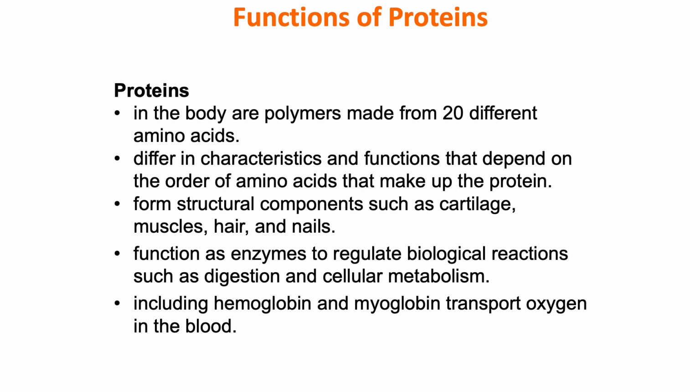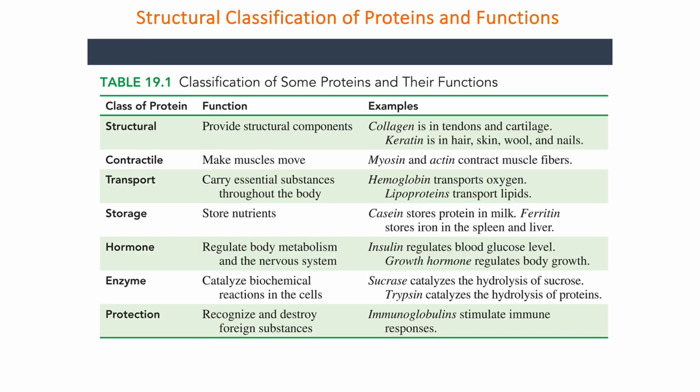For example, they form structural components such as cartilage, muscles, hair, and nails. They can function as enzymes to regulate biological reactions such as digestion and cellular metabolism. Hemoglobin and myoglobin transport oxygen in the blood. Here are just more examples of proteins and their functions. For example, collagen is a structural protein that provides structural components. Keratin is another such protein that provides structure to the hair, skin, wool, and nails. And myosin is a contractile protein that makes the muscles move.